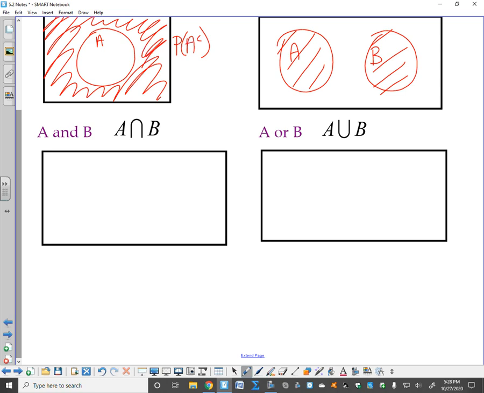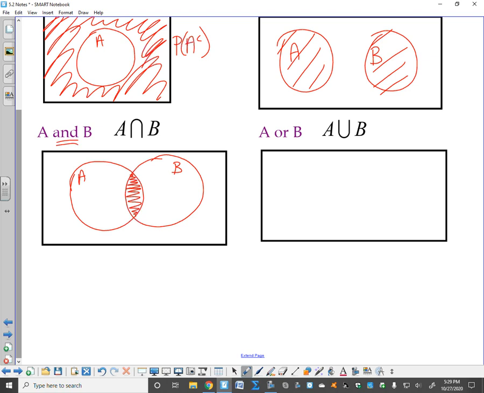Probability of A and B. Okay, so event A has to happen and event B has to happen, and I want to know what's the probability that both of them are happening. So here is event A. Here is event B. What represents the probability that they're both happening is that piece right there.